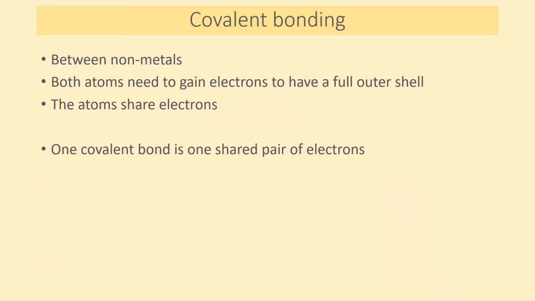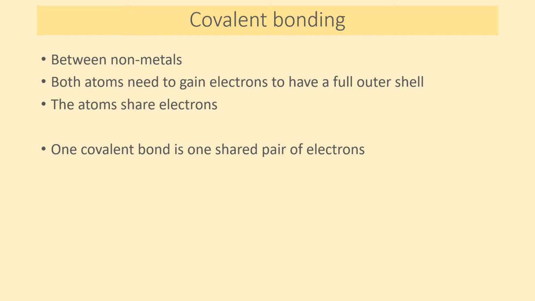So covalent bonding happens between non-metals. So those are the elements on the right-hand side of the periodic table. For ionic bonds, they normally form the negatively charged ions. This time they can't form negatively charged ions because they'll repel each other. So to bond them together, we need a different type of bond. Both atoms need to gain electrons to have that full outer shell. They can't gain it from one of the other atoms, so they decide to share the electrons instead.